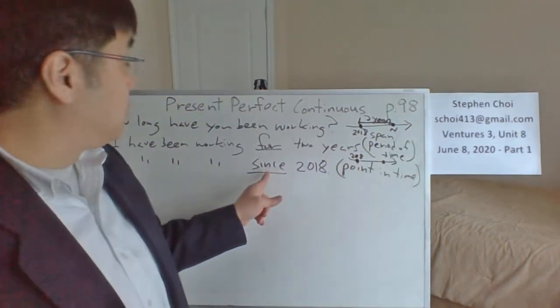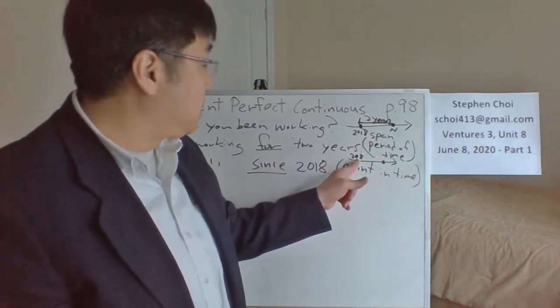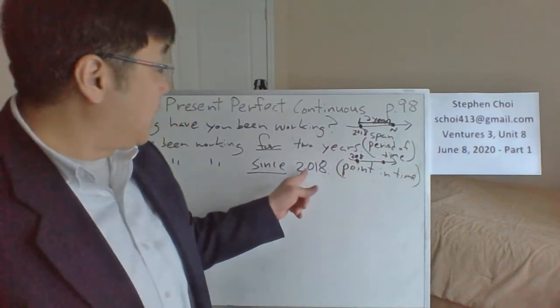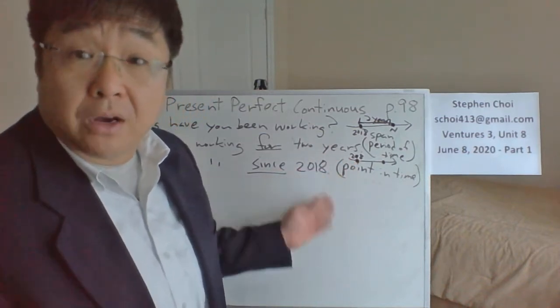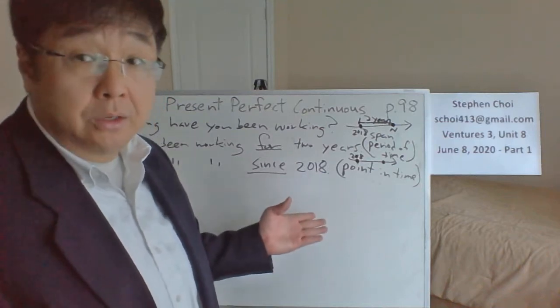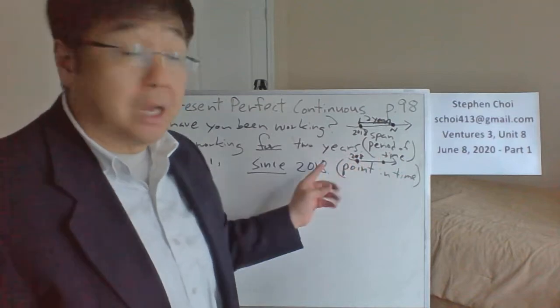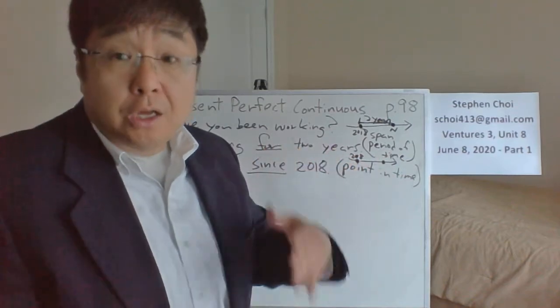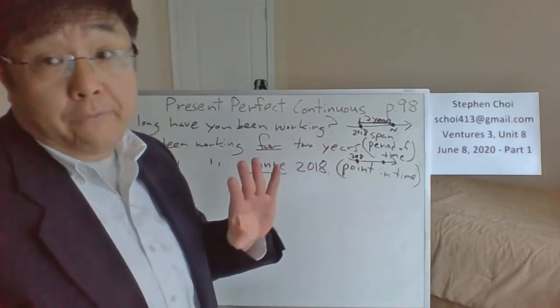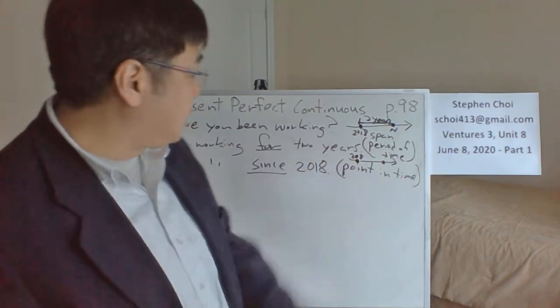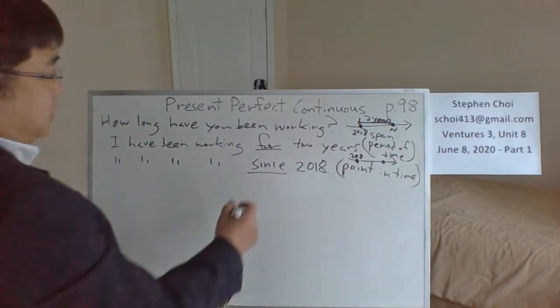Okay, if you use the word since, you gotta use a point in time, like 2018, like 7 o'clock, like January, or last week. But when you use a period of time, you say what? 2 years, 3 months, 4 hours. Span of time. Okay, what's another one you can do?